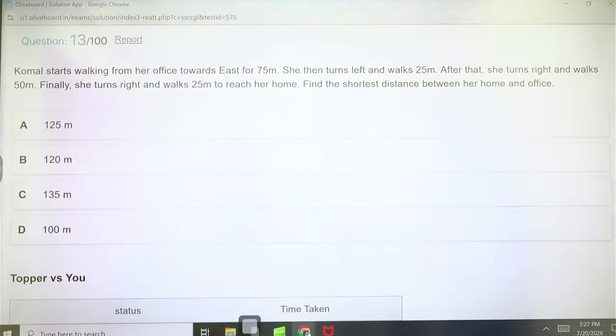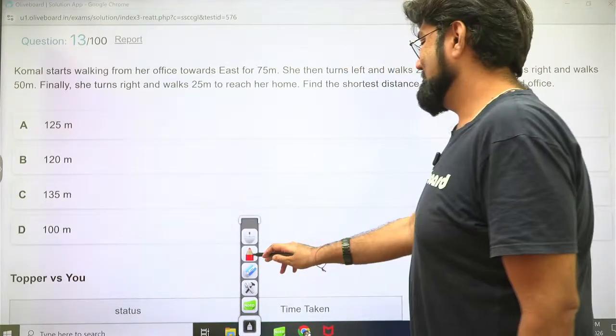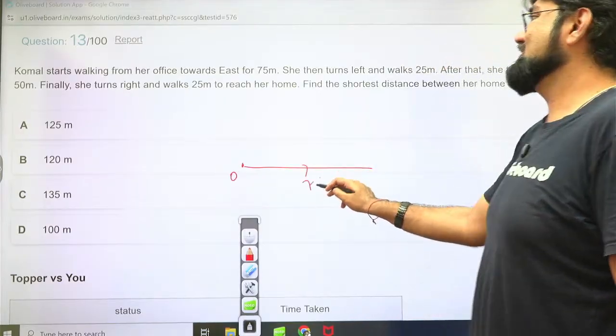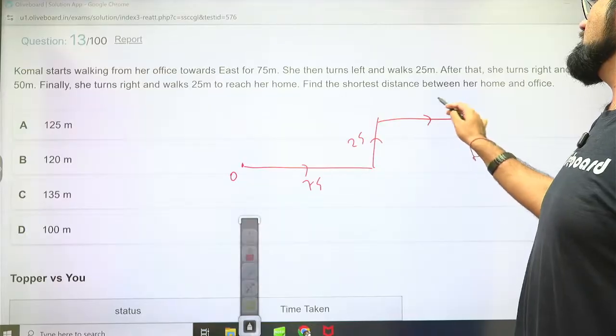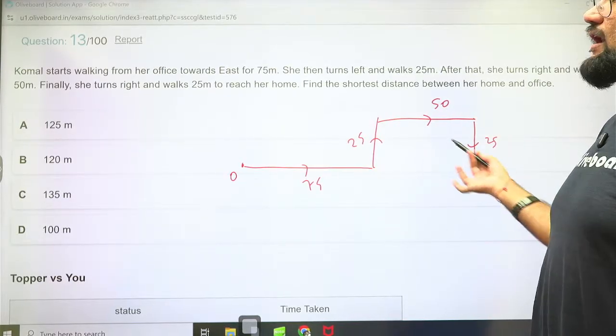Komal starts walking from her office towards east for 75 meters. So she's walking from her office for 75 meters in the east. Then she turns left and walks 25 meters. She turns right and walks 50 meters. She turns right and walks 25 meters again to reach her home. How far is her home from her office?